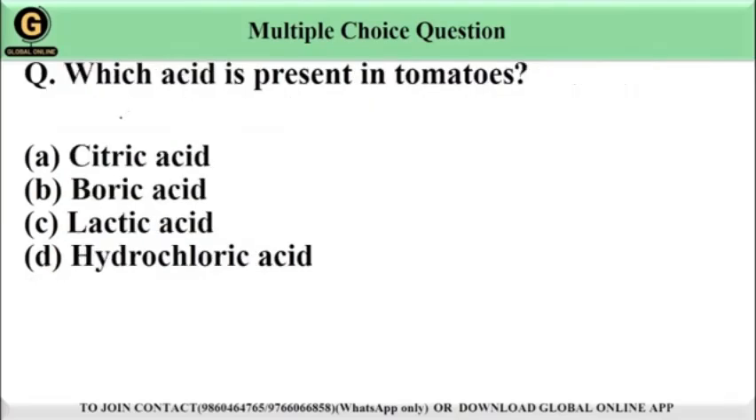Which acid is present in tomatoes? Options are given: citric acid, boric acid, lactic acid, and hydrochloric acid. So guys, citric acid is the primary acid found in tomatoes. It gives tomatoes their characteristic tart flavor. Citric acid is also present in many other fruits, especially citrus fruits like lemons and oranges. The other acids listed, such as boric acid, lactic acid, and hydrochloric acid, are not typically found in tomatoes. So the correct answer among the options is option A, citric acid. Let's see the next question.